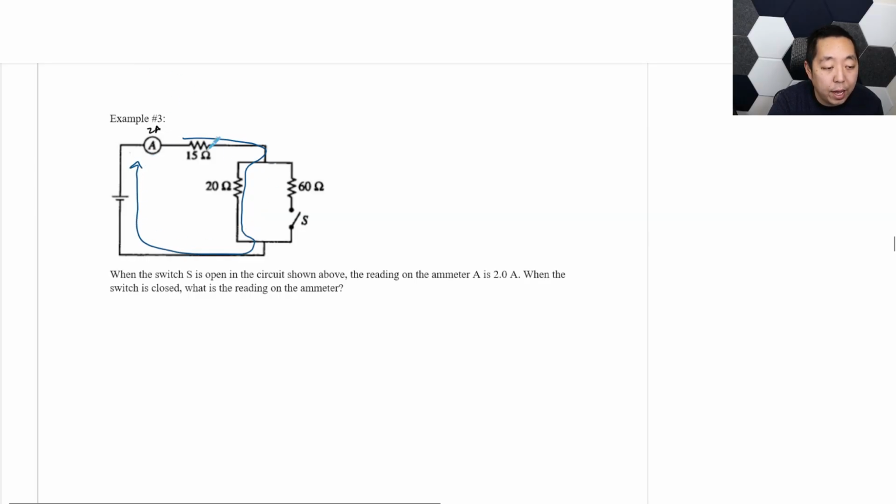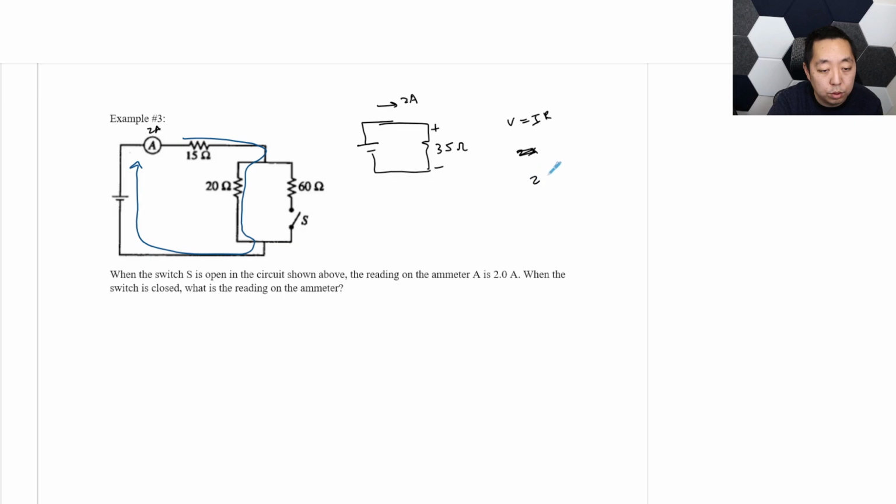So these two have the same current, so from an equivalent resistance point of view, I know it's 2 amps going this way, and the equivalent resistance would be 35 ohms, and so now I know what the voltage is going to be, right? Because the voltage drop here is, V equals IR, 2 times 35, which is 70. So we know the battery is 70 volts. So here's the 70 volts.